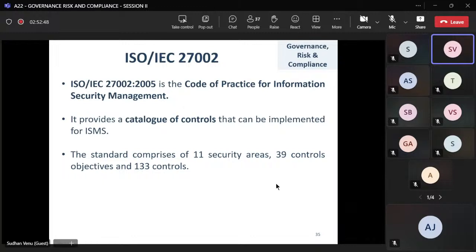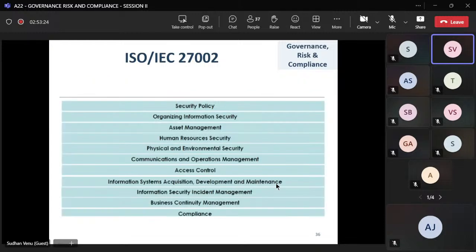Okay. In the security area, ISO 27002:2005 is a code of practice for information security management. It is a catalog of controls for security policy, organizing information security, asset management, human resource security, physical and environmental security, and access control. Everything will be in place under the ISMS standards. It covers the security areas of ISO/IEC 27001, and the standard comprises 11 security areas, with control objectives and 133 controls. So this is what we have here for ISO/IEC 27001 and 27002, which will be carried for the ISMS standards.